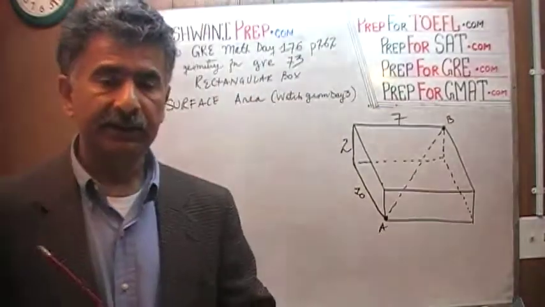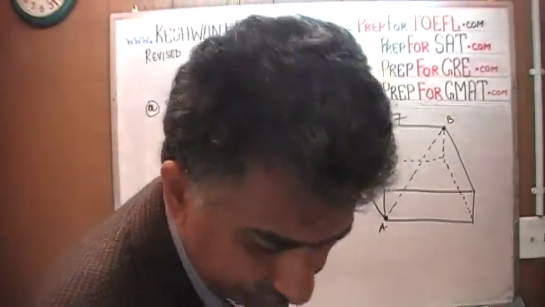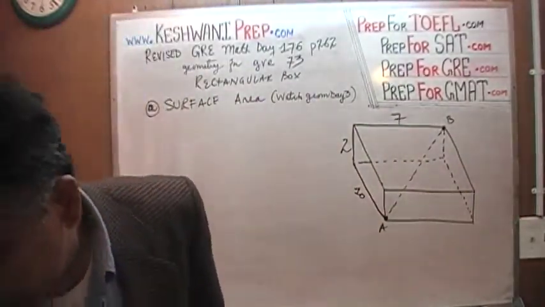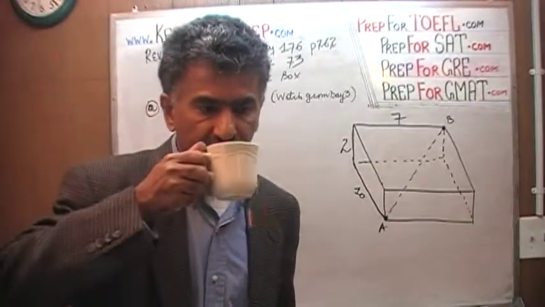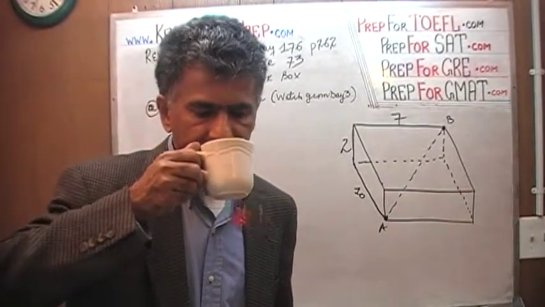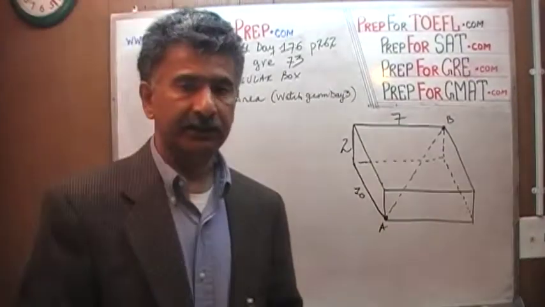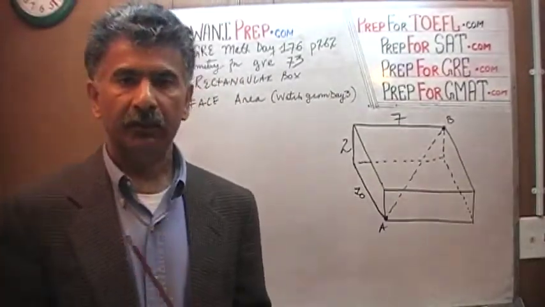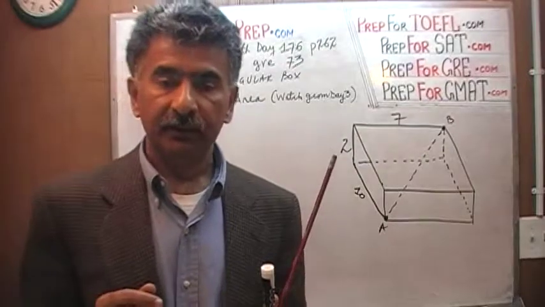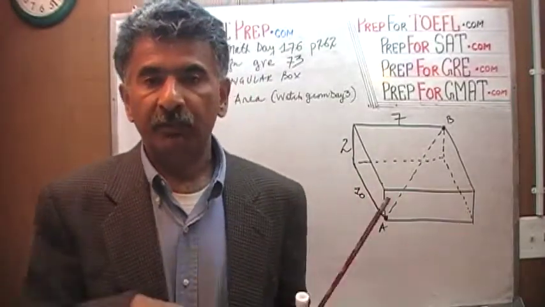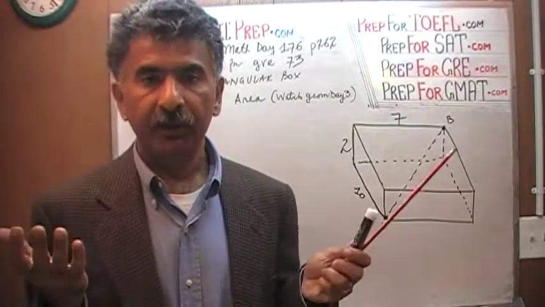What does surface area mean? Surface area means exactly what it says: area on the surface. When you're talking about the surface area of anything, think in terms of painting. If you have a rectangular, three-dimensional box, and you want to paint it all over, the question is how much area will you end up painting? That's what it is, area on the surface.